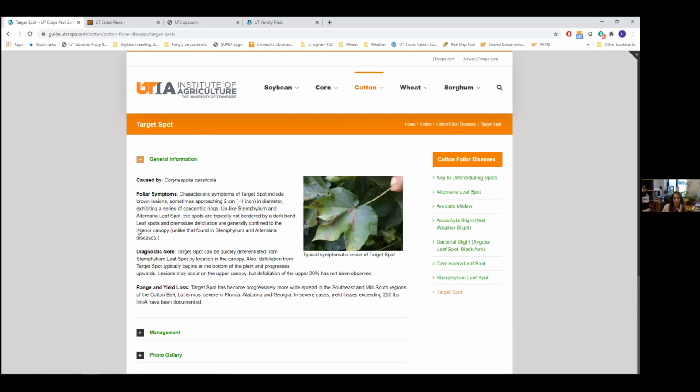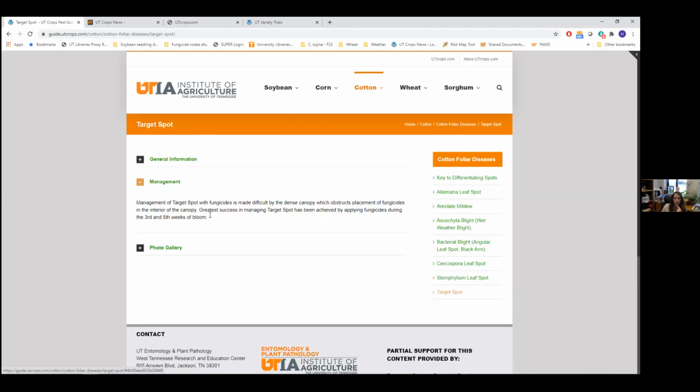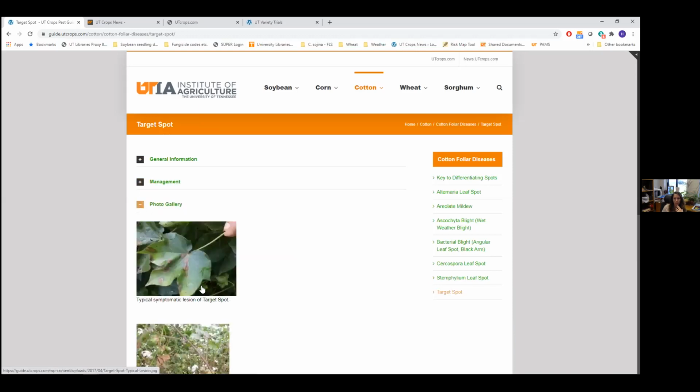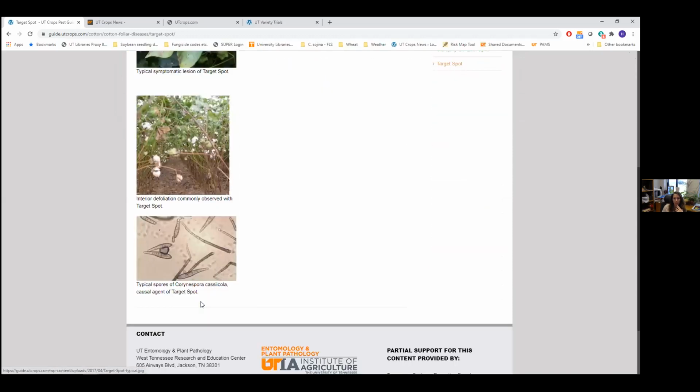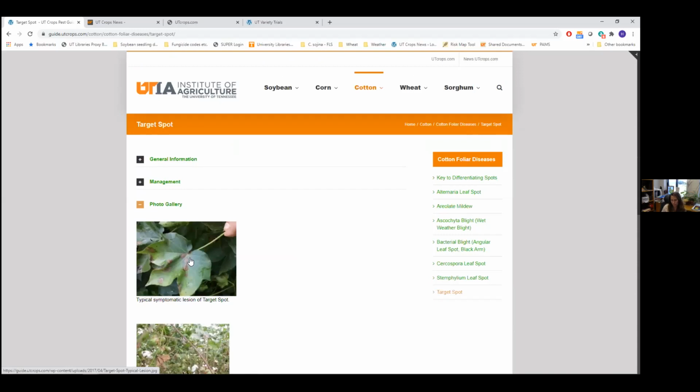So again, for all of the disease sections, you have a general information section that'll give you more information and describe the actual symptoms you'll see. You then have your management options that'll tell you a little bit more about it. But again, here it talks about the different timings for fungicide application, and this is in regards to Tennessee. And then you have a photo gallery to give you more images of what you might be looking for.